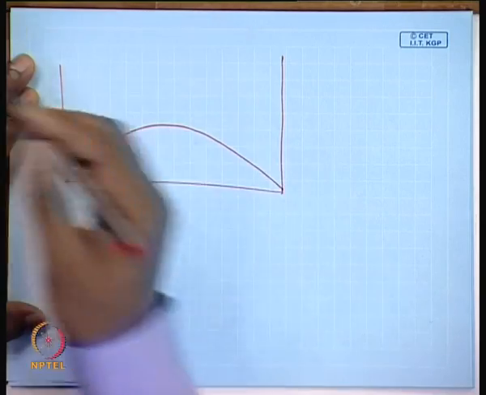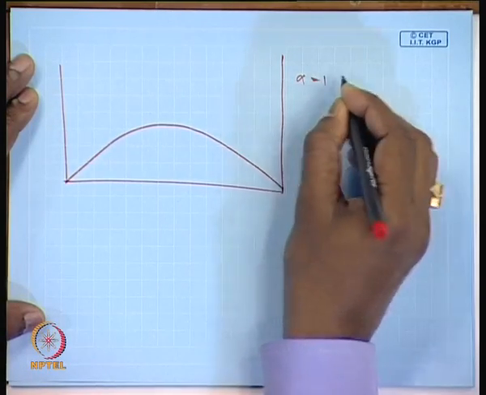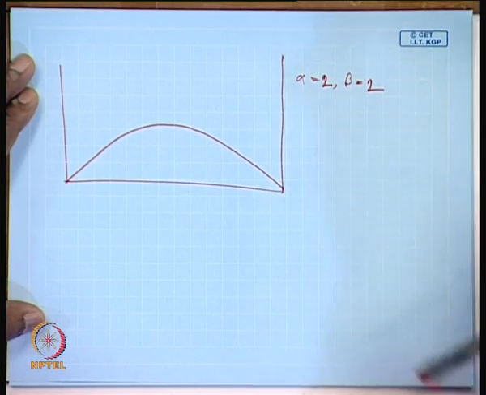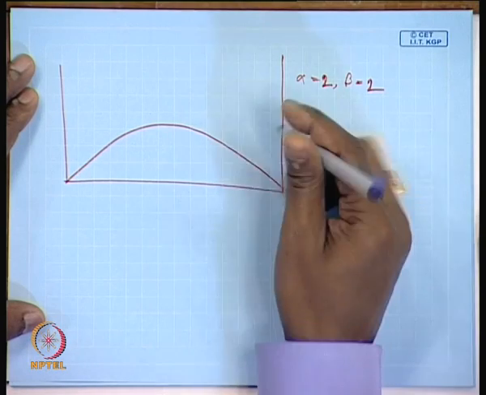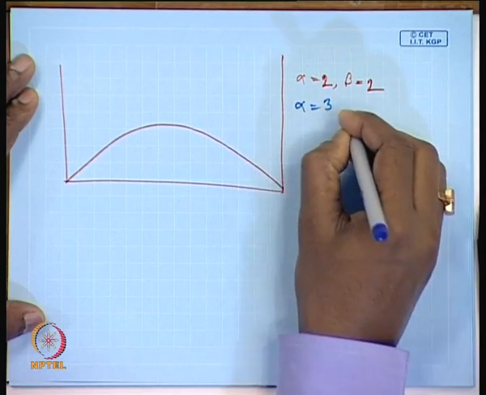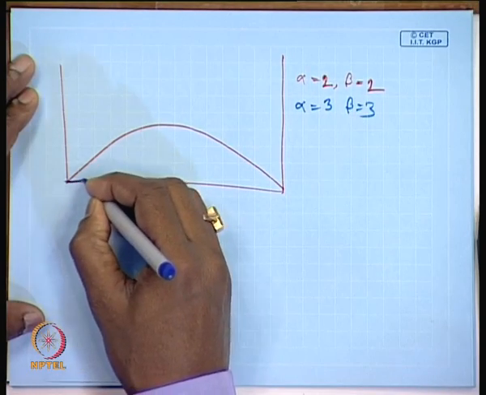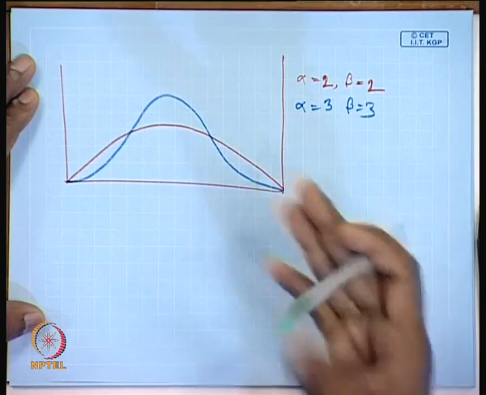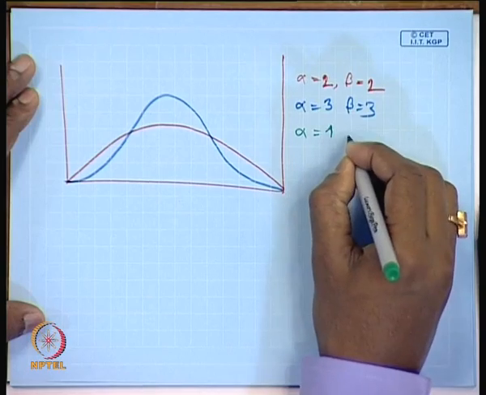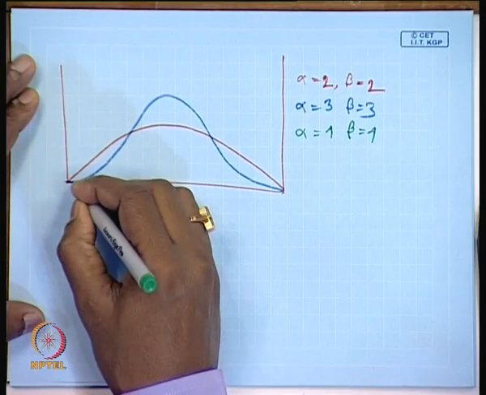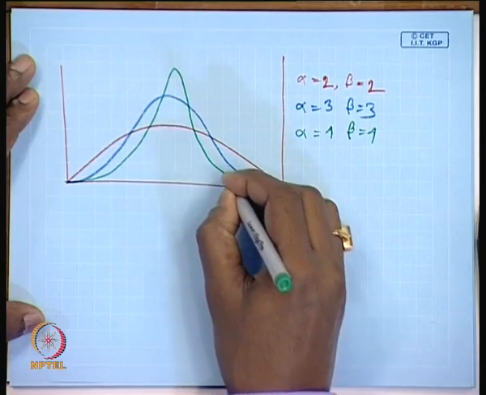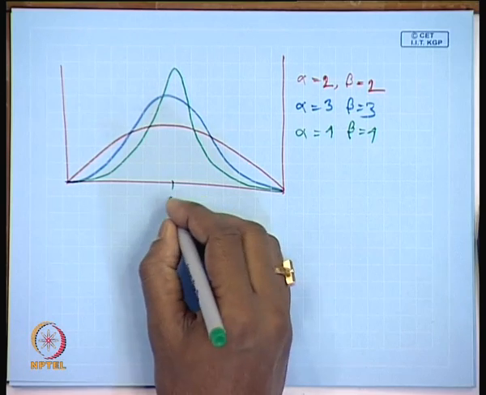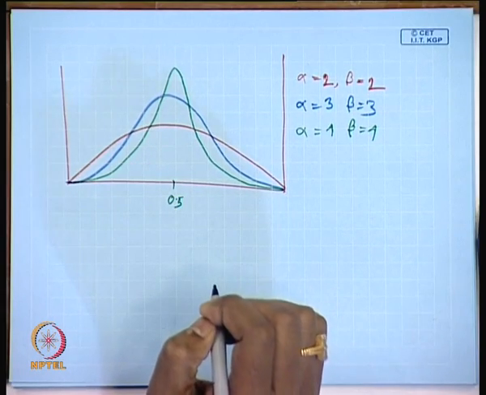This is what is approximated there, for alpha equals 2 and beta equals 2. Now, if we just increase this, say alpha equals 3 and beta equals 3, then it will approximately look like this, and it will be symmetric. And similarly, if we further increase these parameters to 4 and beta equals 4, again its peak will increase, but it will remain symmetric, with the mean at 0.5.